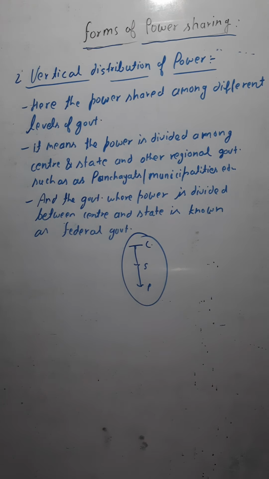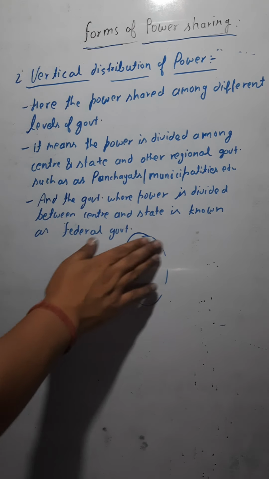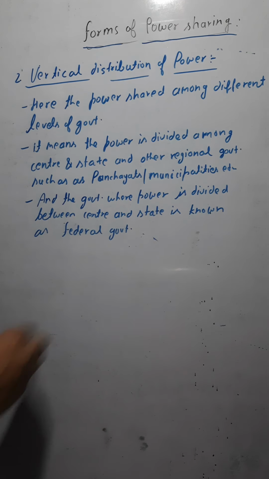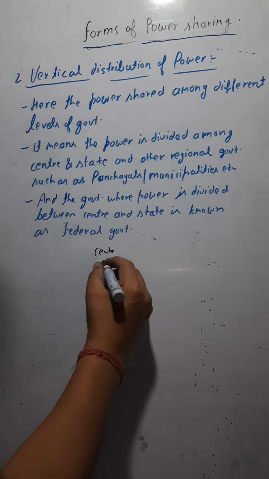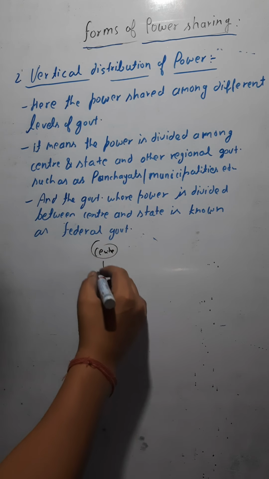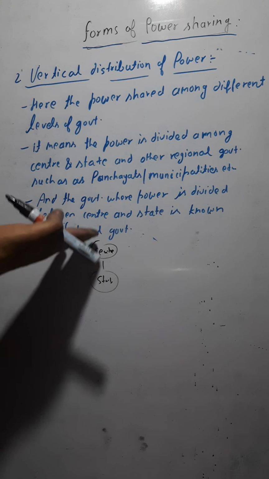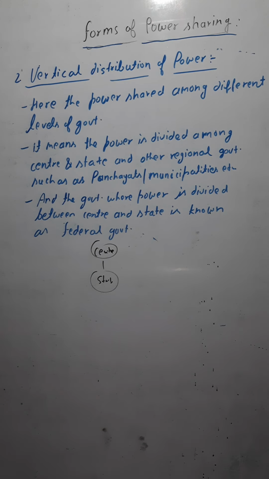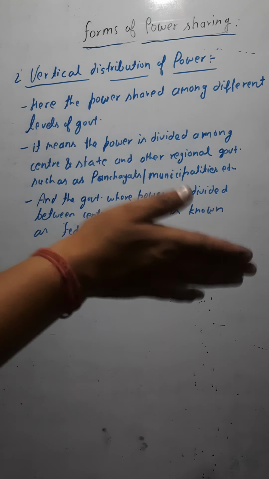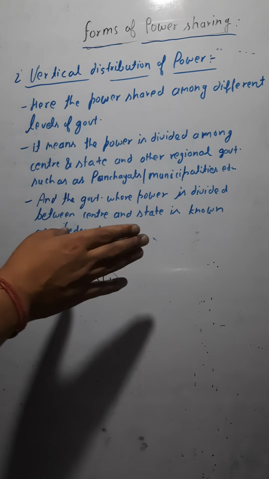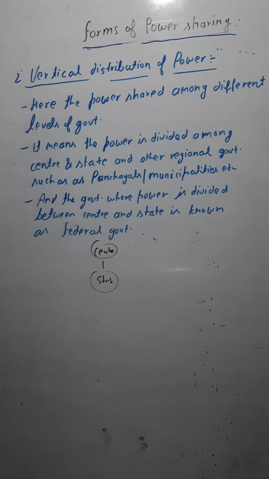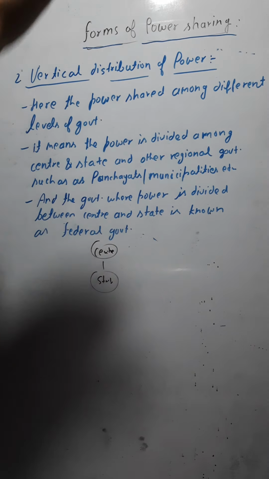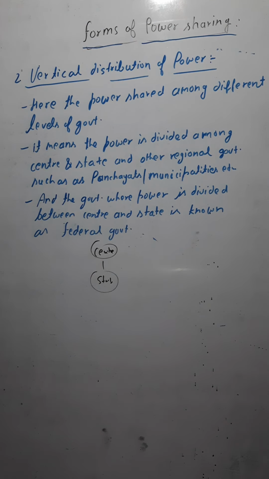Okay. Now one more thing that you have to remember. The government where the power has been divided between the center and the state, such a government is known as the federal government. The example is the United States, the best example. There the center has power, and the states also have power. The states have power, and the center also has power.